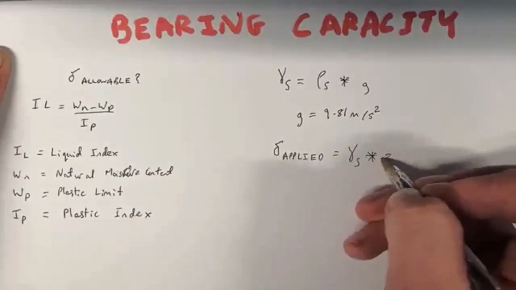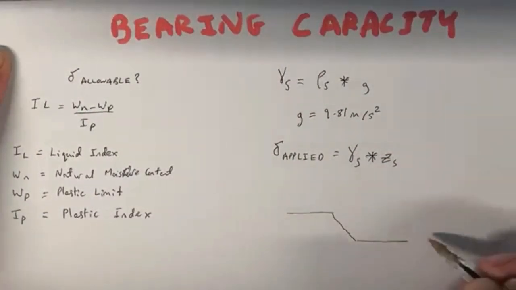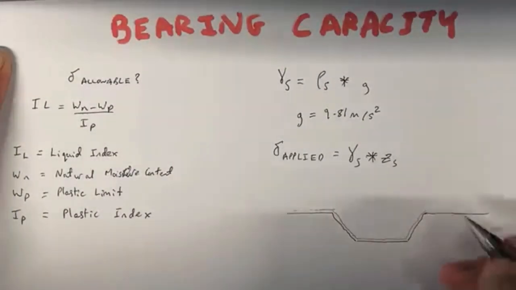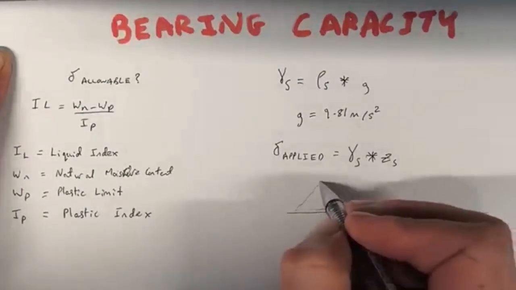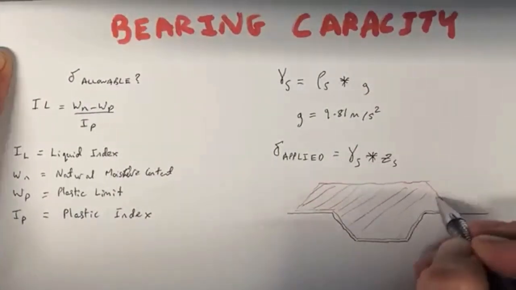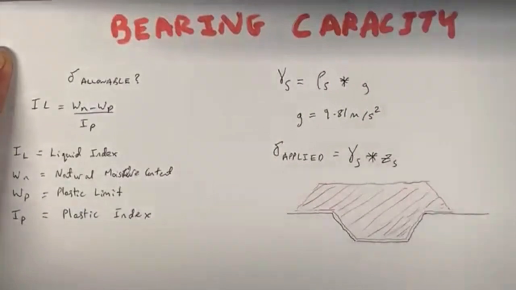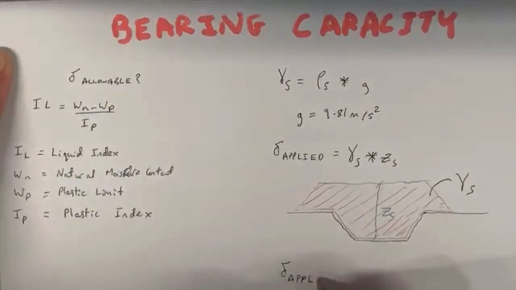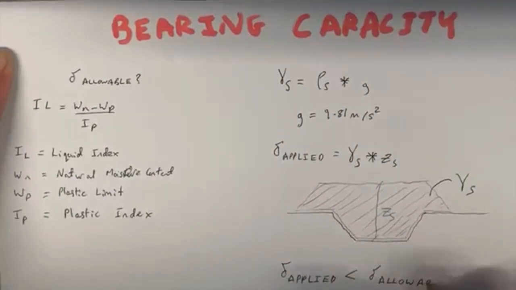To find the stress applied, we use rho saturated. Since the saturated unit weight of soil is rho saturated times gravity, we multiply by 9.81 meters per second squared. Then the stress applied is equal to the saturated unit weight times Z, where Z is the height of construction material acting on the foundation. Finally, we must show that the stress applied is less than the stress allowable.